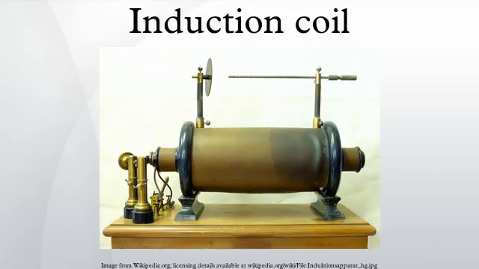An induction coil or spark coil is a type of electrical transformer used to produce high-voltage pulses from a low-voltage direct current supply. To create the flux changes necessary to induce voltage in the secondary, the direct current in the primary is repeatedly interrupted by a vibrating mechanical contact called an interrupter.